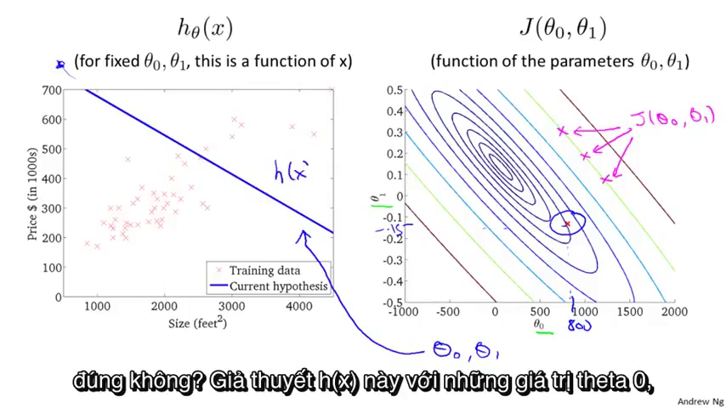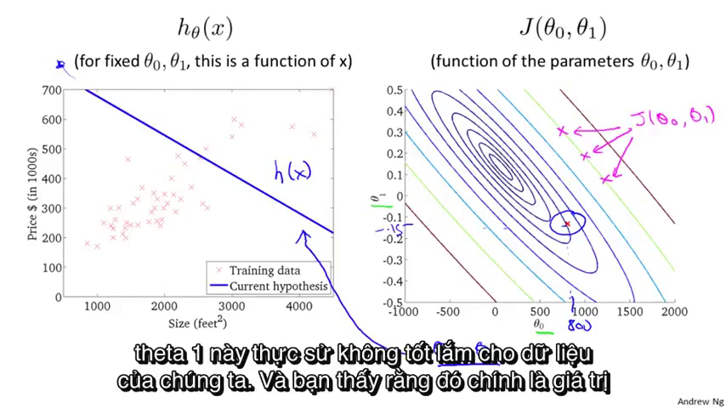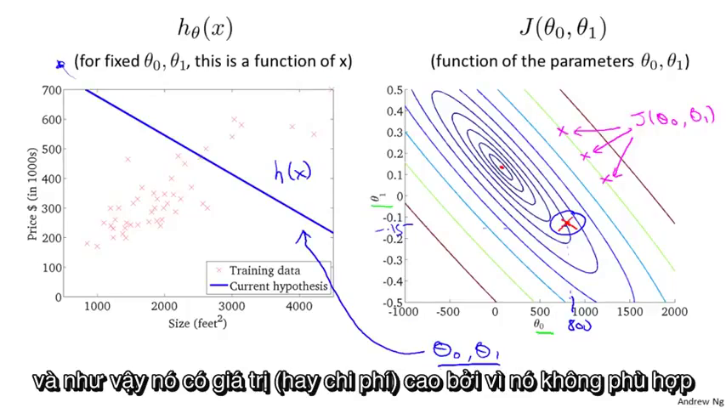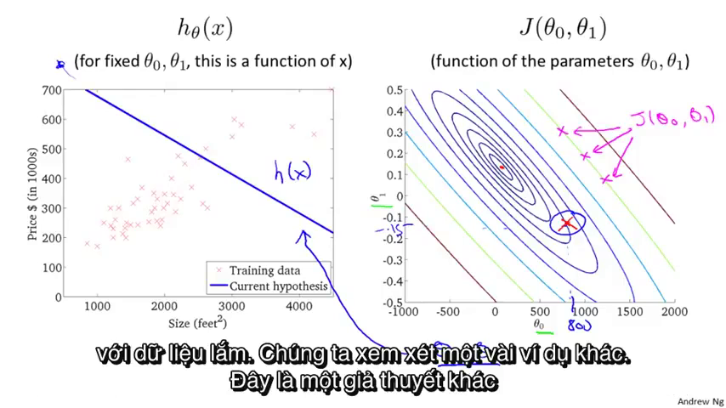Now, this line is really not such a good fit to the data. This hypothesis h of x, with these values of theta 0, theta 1, is really not such a good fit to the data, and so you find that its cost is a value that's out here, pretty far from the minimum. This is a pretty high cost because this is just not that good a fit to the data. Let's look at some more examples.